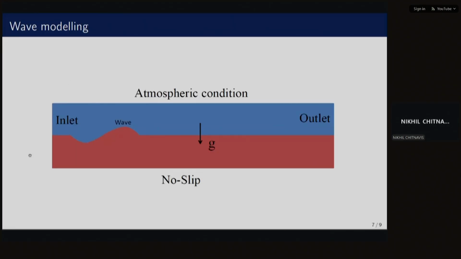So this test case is something like this. The bottom wall is a no-slip condition. This red zone is the continuous water zone, and the blue one is the continuous air zone. From the inlet, we're going to define a wave type boundary condition, which we will see how to define. And this is the outlet condition. And again, the atmospheric condition is open to atmosphere. So this is the computational domain, which I showed just now.